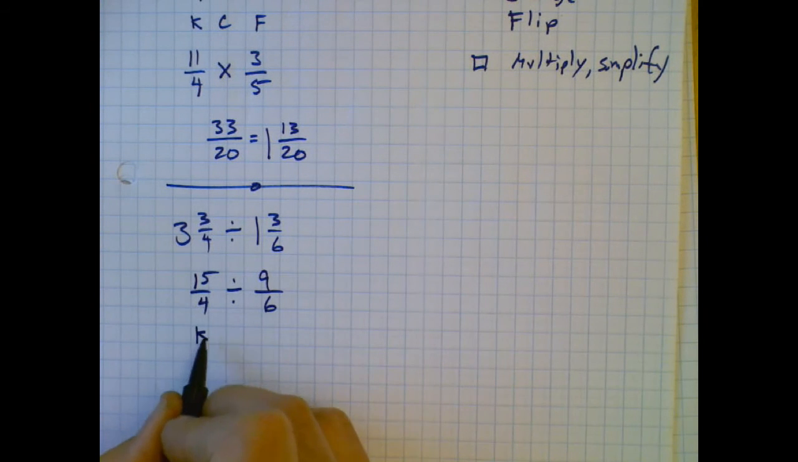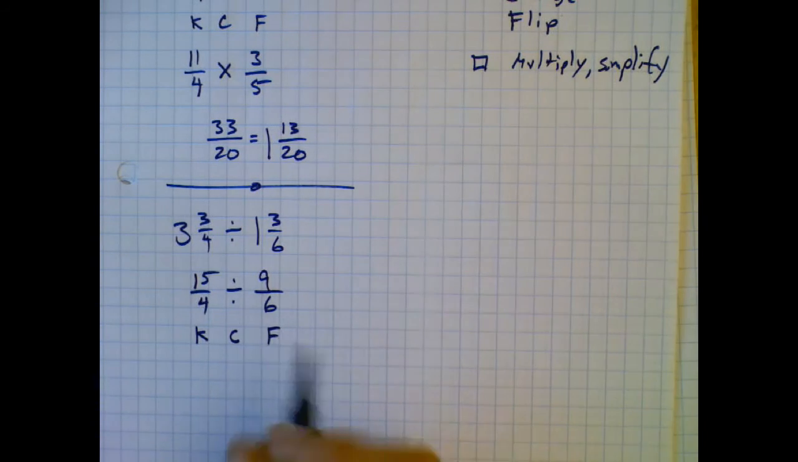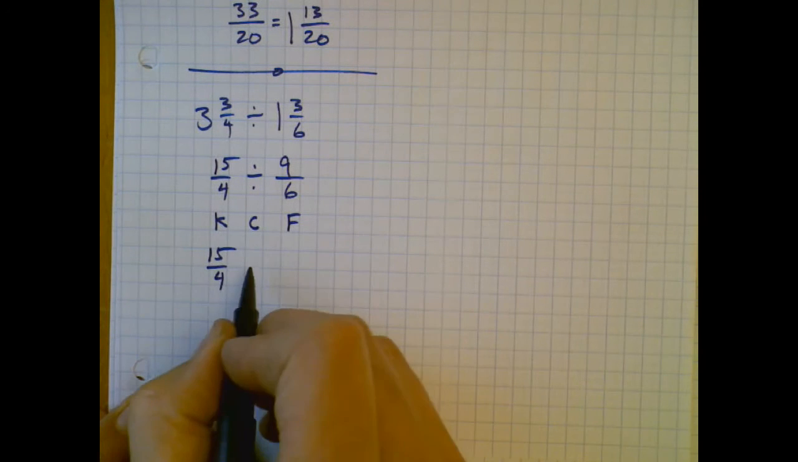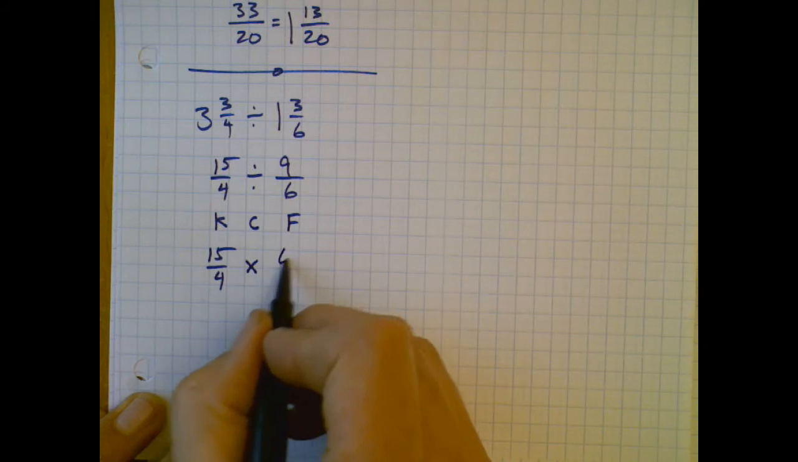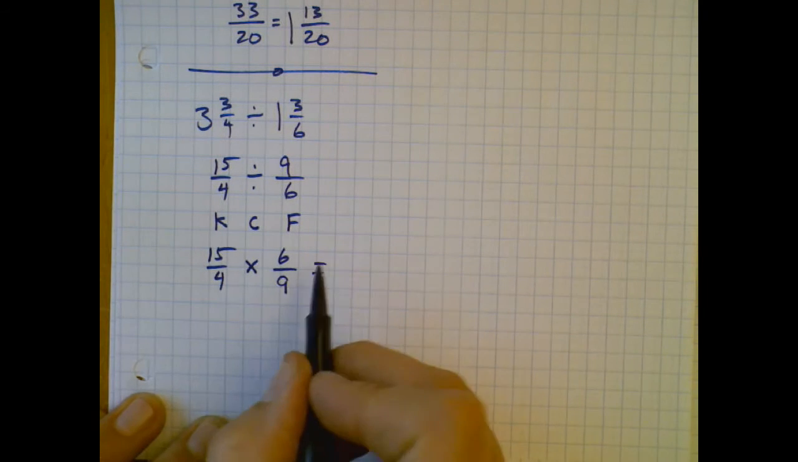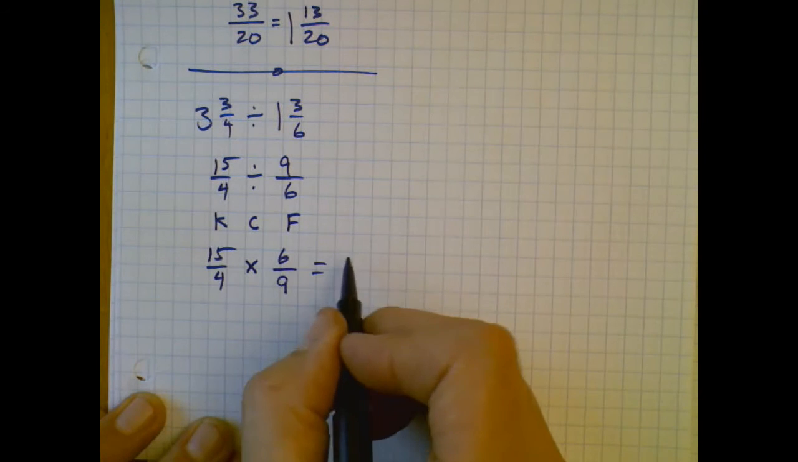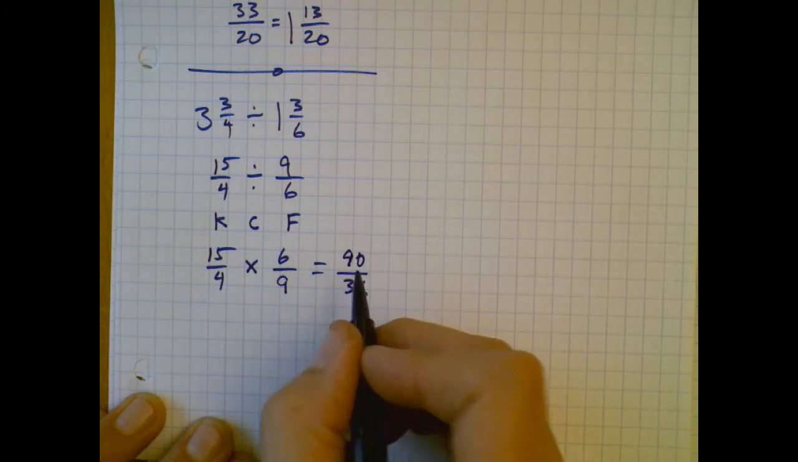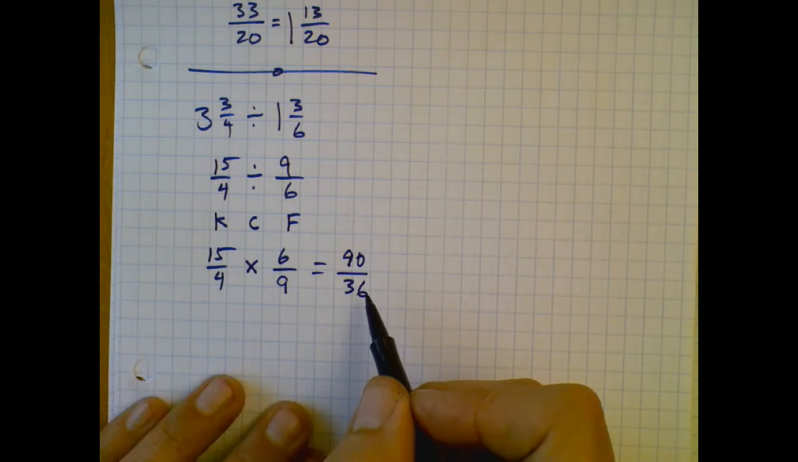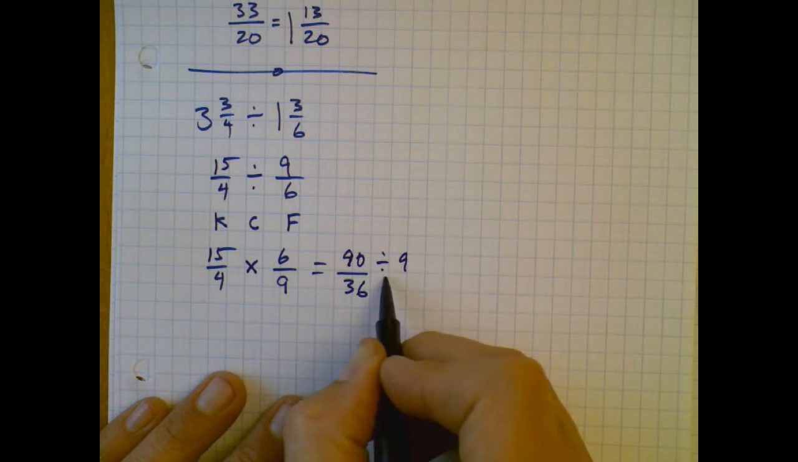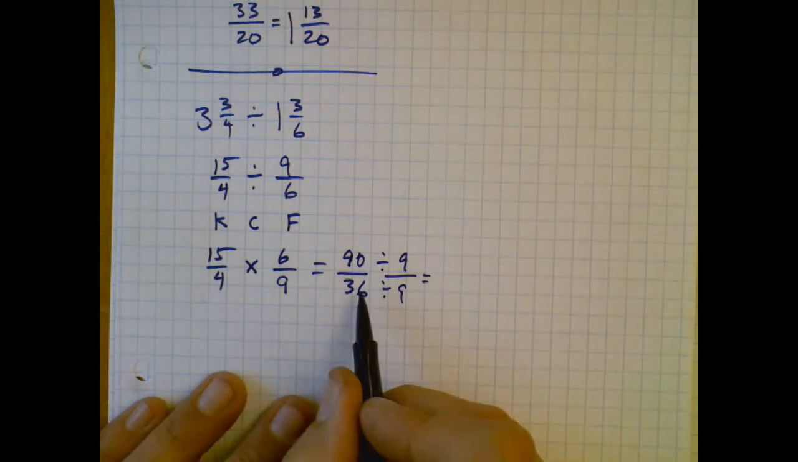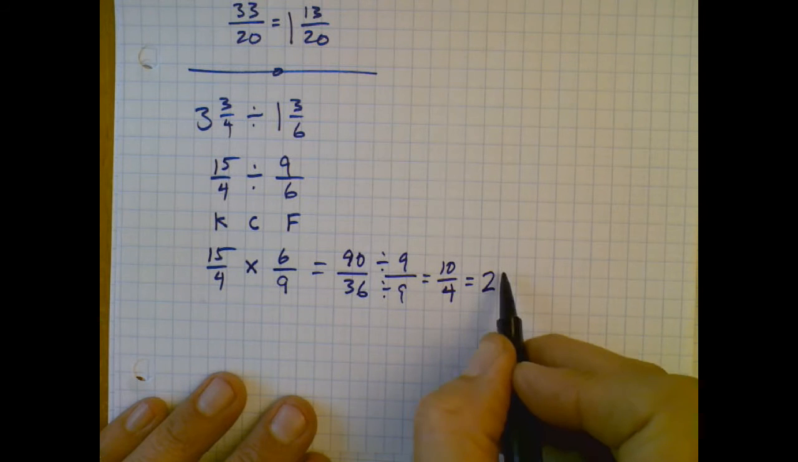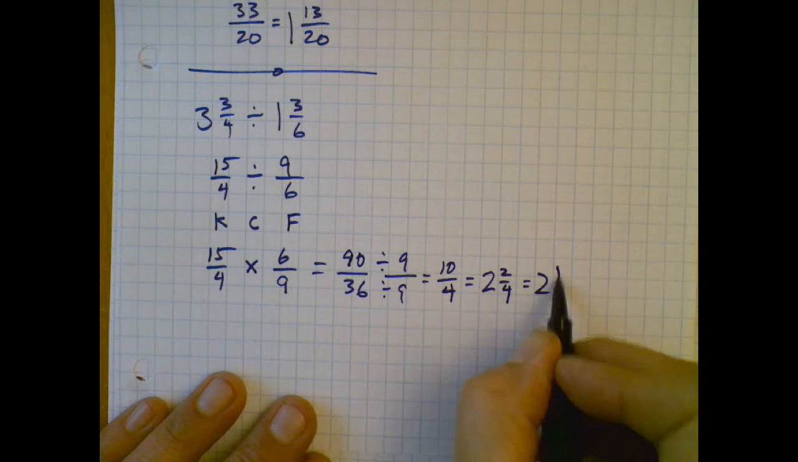Now we're going to keep, we're going to change, and we're going to flip. And when we do that, we get 15/4 times 6/9. If I multiply this out, I'll go this way. 15 times 6 is 90. 4 times 9 is 36. Can I simplify this? Yes, I can, because both of these are divisible by 9. When I do that, I get 10/4, which is 2 2/4, which is 2 1/2.